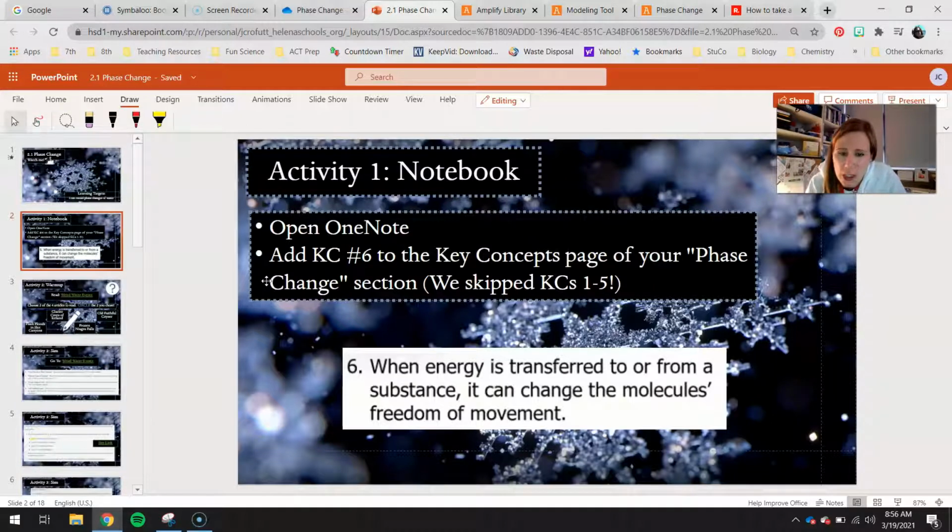Okay, so when energy is transferred to or from a substance, it can change the molecule's freedom of movement. So we're not actually changing the substance itself, we're just changing the way those water molecules, or whatever kind of molecules they are, move around each other when we add or take away energy.